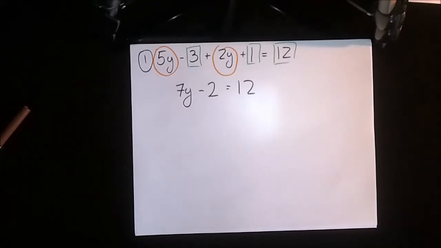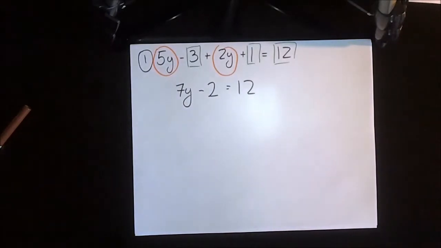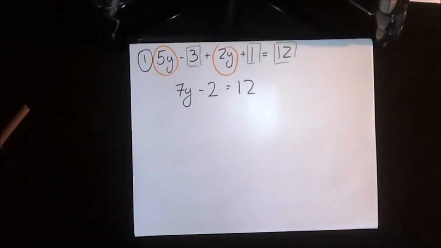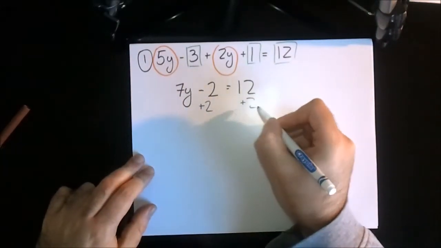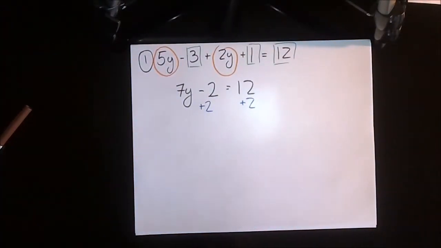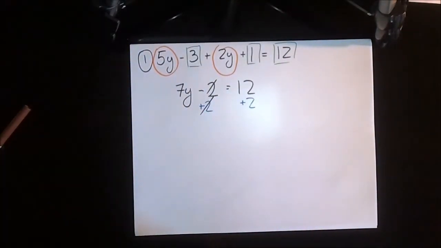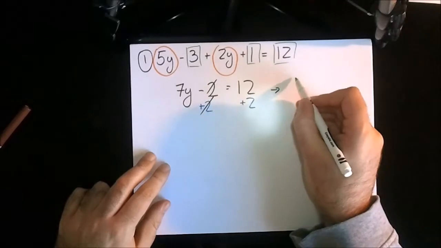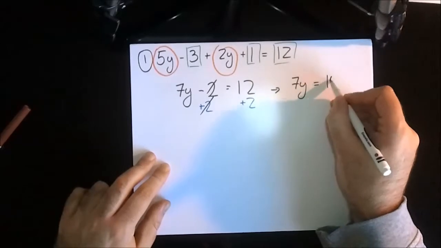Alright, now it's a two-step equation. All we have to do now is isolate y. I gotta get rid of this, the minus 2, or this, times 7. And I gotta choose one or the other. Which one do I choose? The one that's further away. That's the 2. Alright, so on the left side, minus 2 plus 2, that's gone. And on the right side, we have 7y equals 12 plus 2, which is 14.